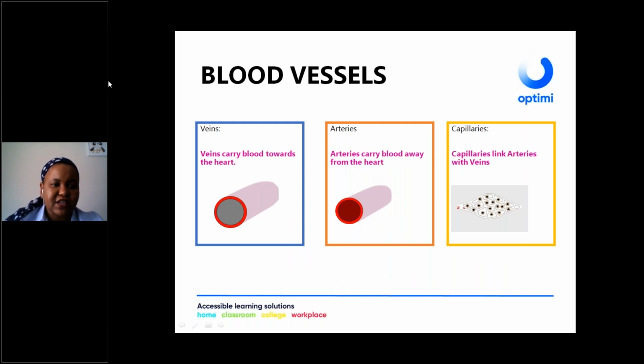Okay, so blood travels through blood vessels. We have a vein, an artery, and capillaries that link arteries and veins together. So the veins are blood vessels that carry blood towards the heart. But arteries are blood vessels that carry blood away from the heart. Like I said, when you think of artery, think of A for away from the heart. Okay, and the capillaries are a link of the two.